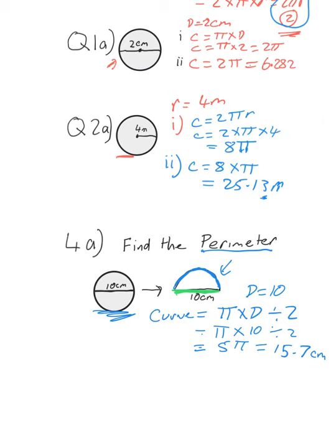Don't forget we need to add on this green line. So the perimeter, P, equals 15.7 plus 10, which equals 25.7 centimetres. The rest of question 4 gets a little trickier, but it's the same idea.